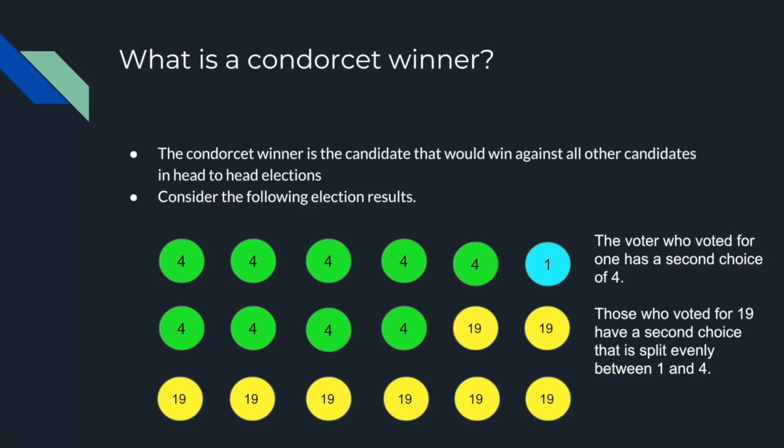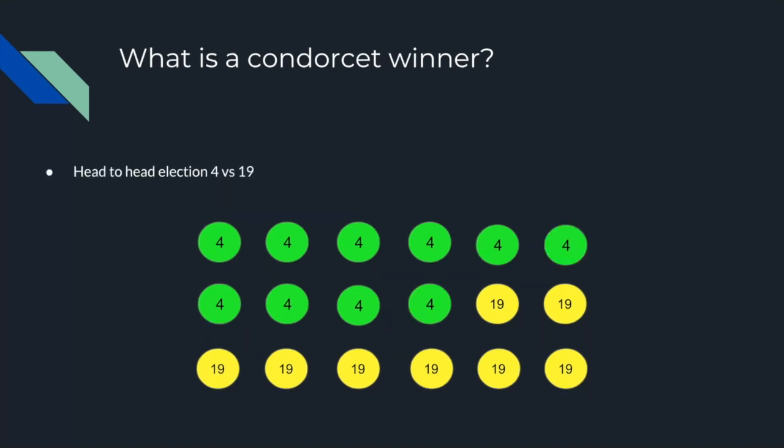In this election, 1 is a politically similar candidate to 4, and if 1 was not in the election, the voter who voted for 1 would have voted for 4. As 19 is on the opposite side of the political spectrum, if 19 was not in the race, his voters would be split between 1 and 4. Looking at the head-to-head election of 4 versus 19, we can see that 4 wins the election when 1 is not in the race.